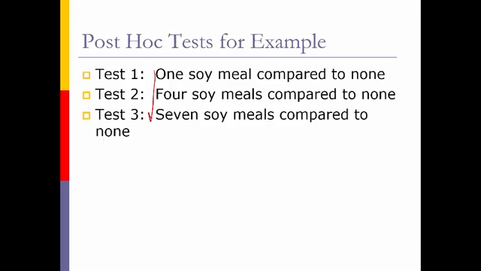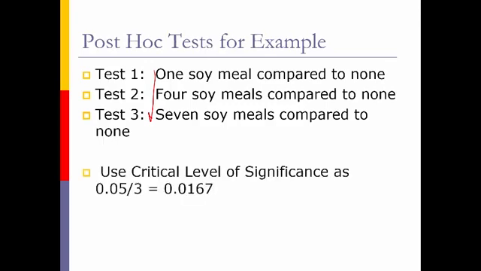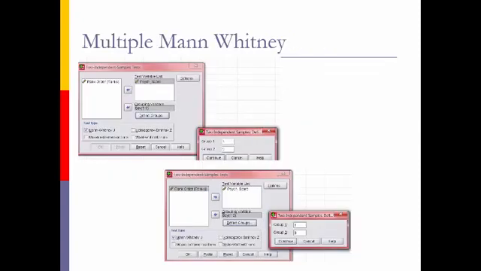And then if we're going to be running 3 tests, we can use that 0.05 divided by 3. We'll use 0.0167 as our critical level of significance. So let's go ahead and run a multiple Mann-Whitney U. And we're going to have to do this several times.